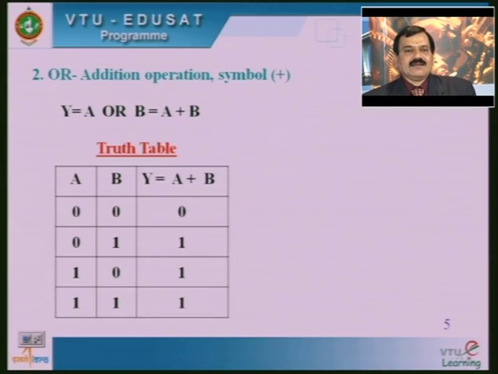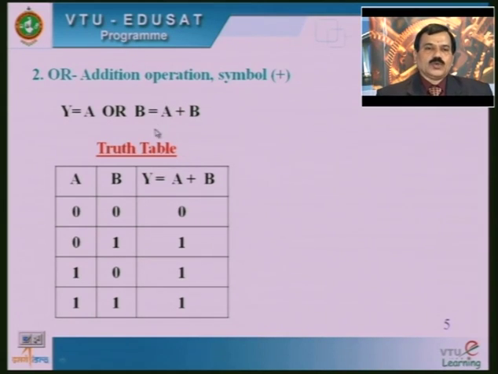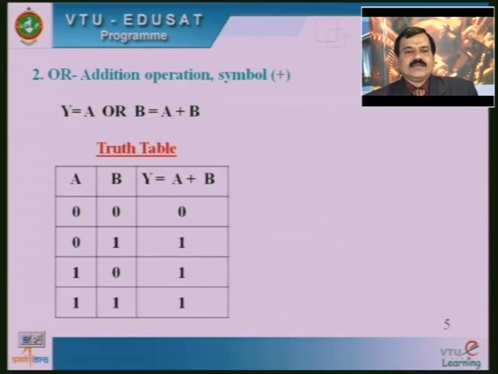And secondly, the OR function, that is addition operation. The symbolic representation of OR gate has been done with the notation plus sign. Now Y is equal to A or B, that is A plus B. With truth table it is possible for us to explain like A and B are considered as variables and the output Y is considered as A plus B.